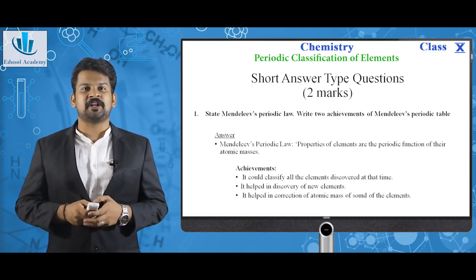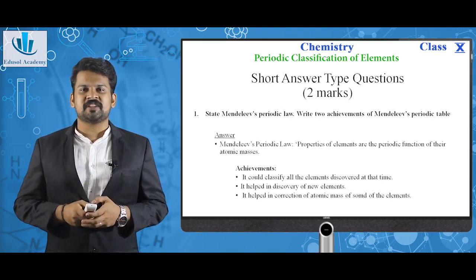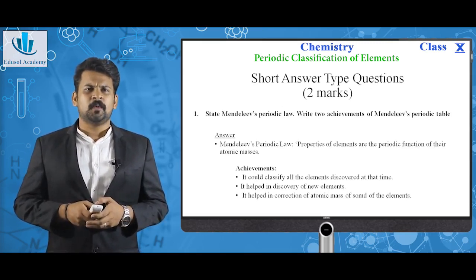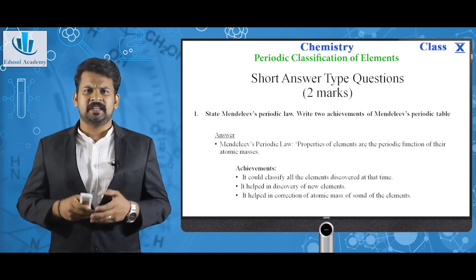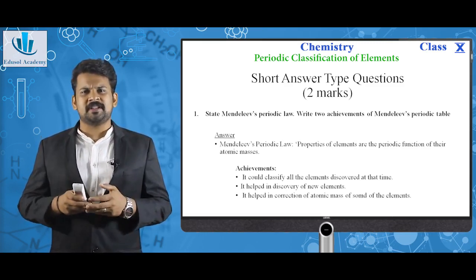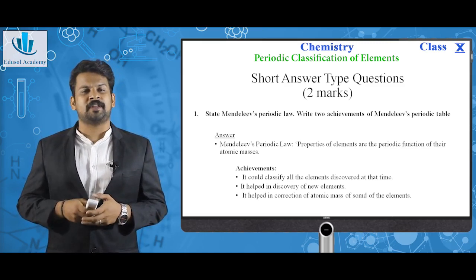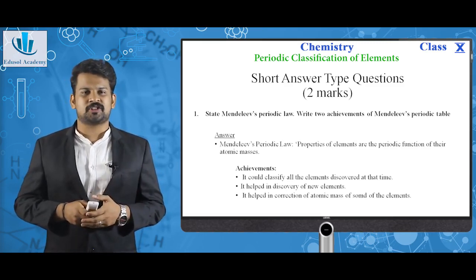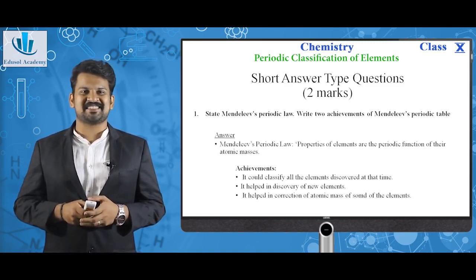State Mendeleev's periodic law. Write 2 achievements of Mendeleev's periodic table. As you all know, Mendeleev's periodic law is: properties of elements are the periodic function of their atomic masses. According to this law, Mendeleev arranged elements in increasing order of atomic masses.